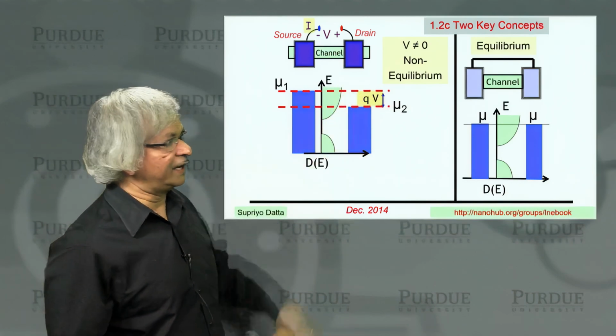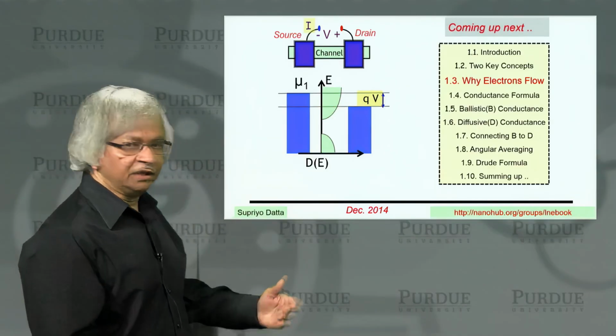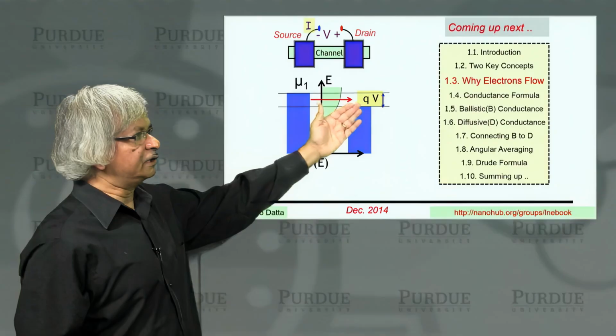So this is the picture that we'll use in our next lecture to discuss a formula for current. We'll talk about how electrons flow.